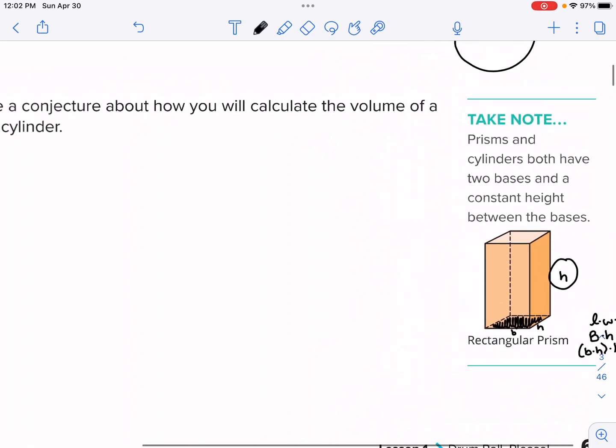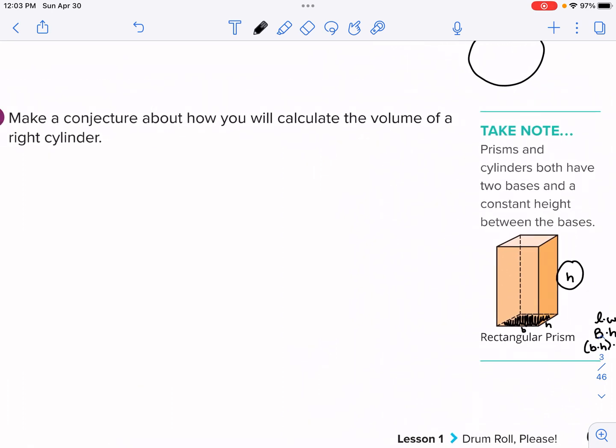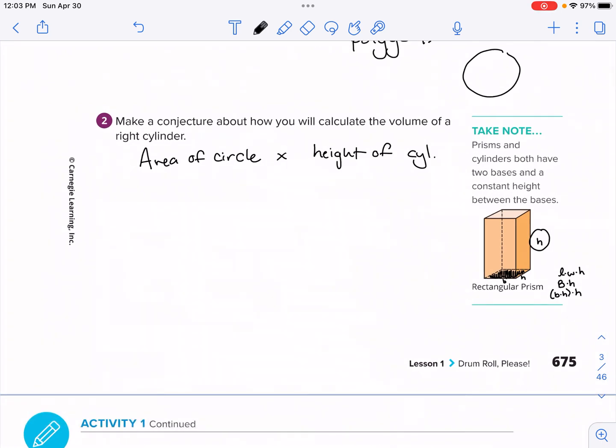Okay. So here, a conjecture is a guess. The conjecture that we could say is the area of the base of the circle. So I'll just say area of the circle times the height of the cylinder. I'm going to abbreviate here as just CYL. All right. And let's go to the next page.